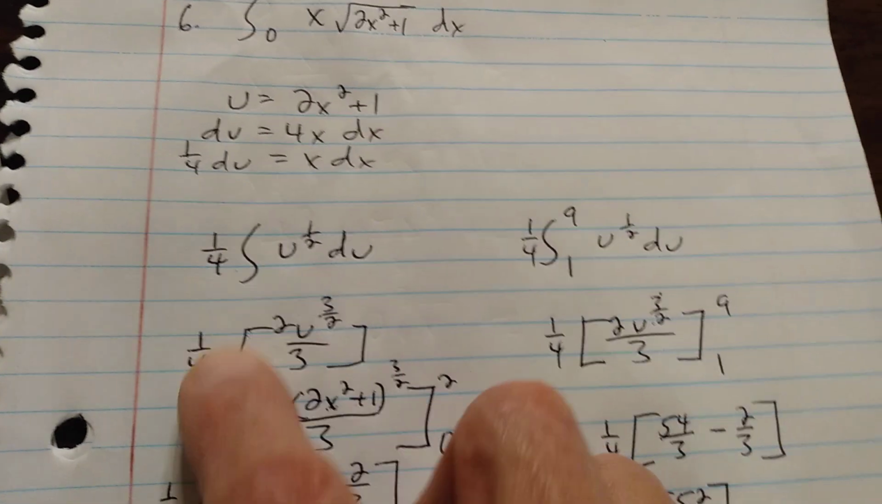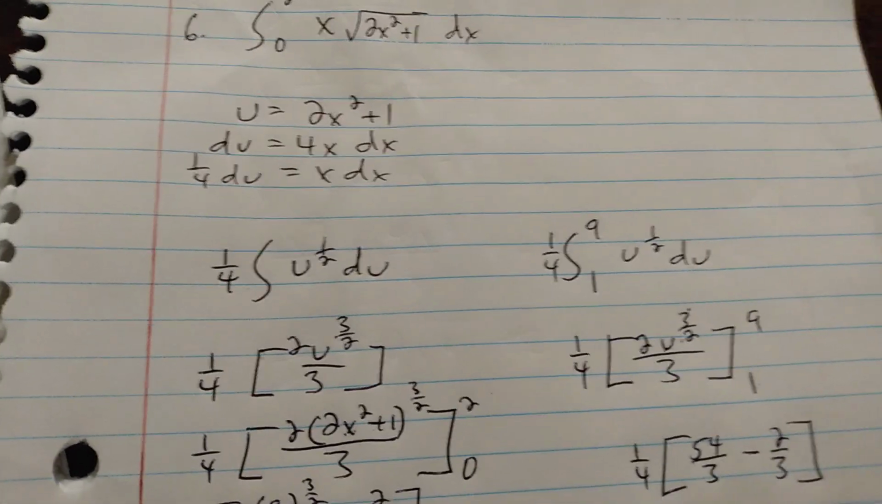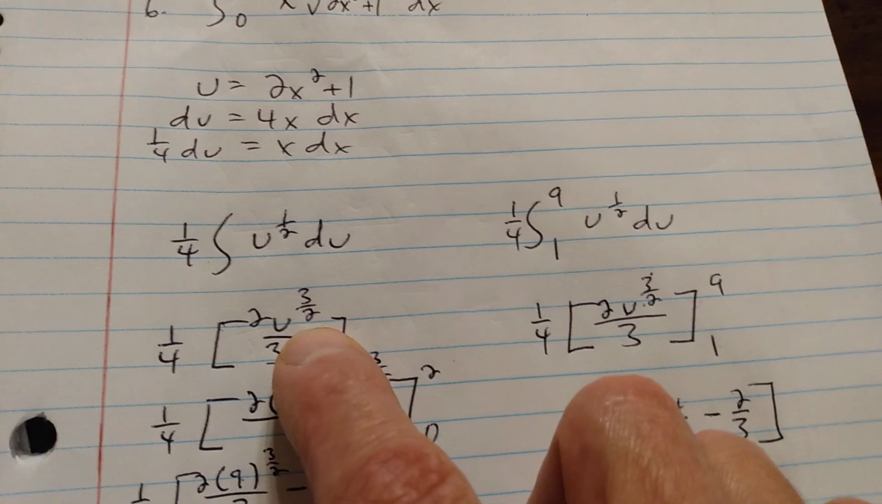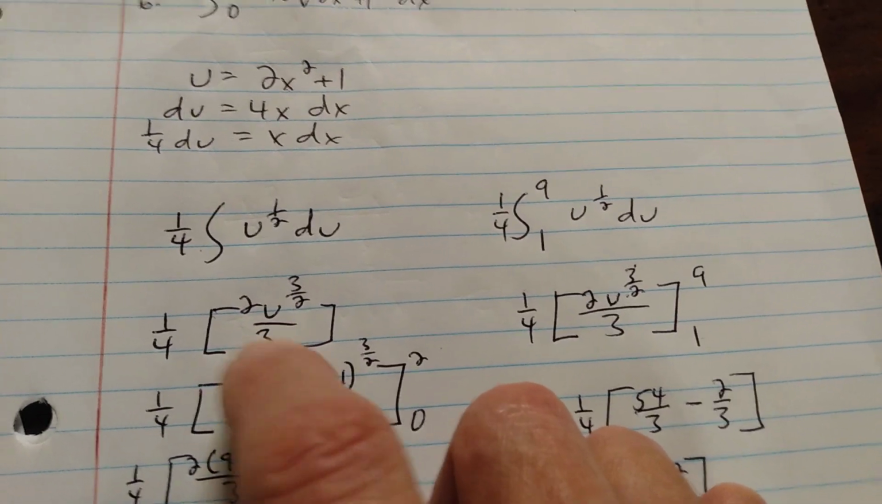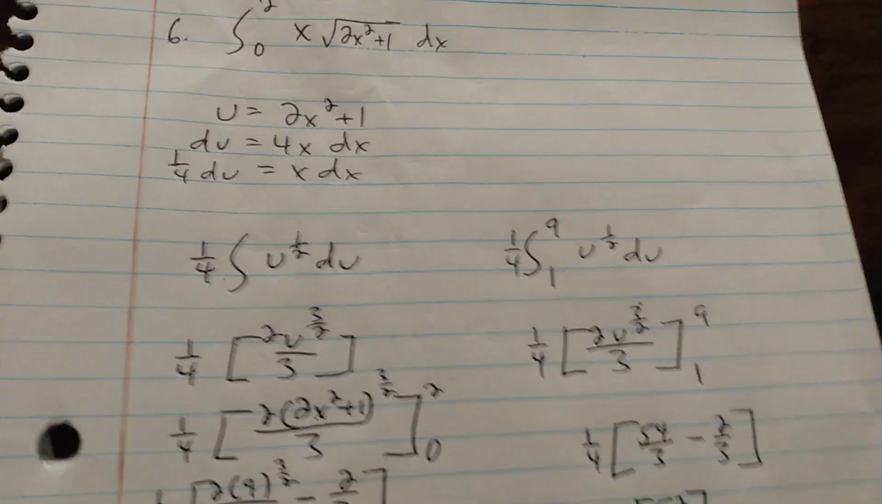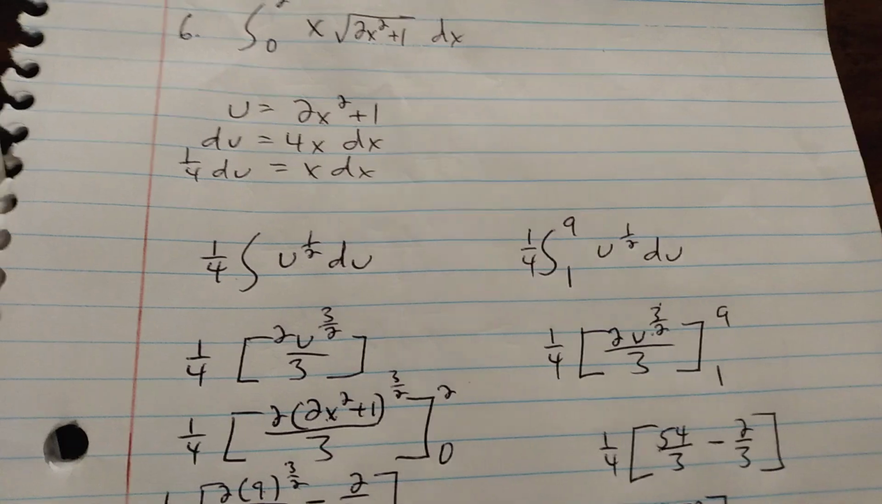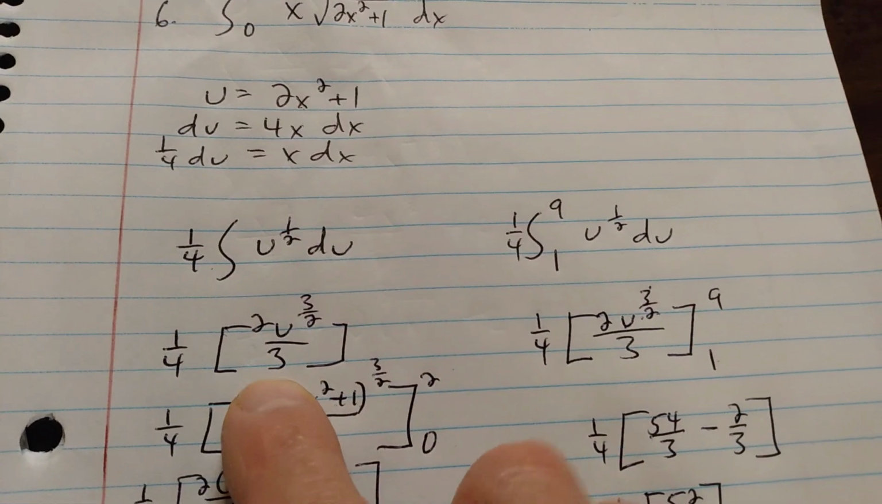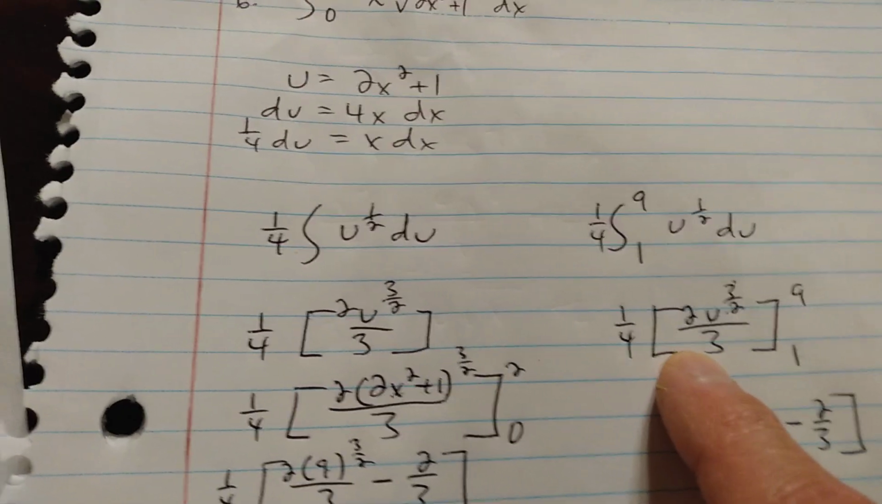All right, so 1/4, bring it down. Add 1 to the exponent. So when you add 1 to 1/2, it's 3/2. And then divide by 3/2. Now, I instantly flipped it. So you don't divide by fractions, you multiply by the reciprocal. So I flipped 3/2, so it's now 2/3, and I multiplied by 2/3. So that's how I got that. Now, the calculus is this on both sides.